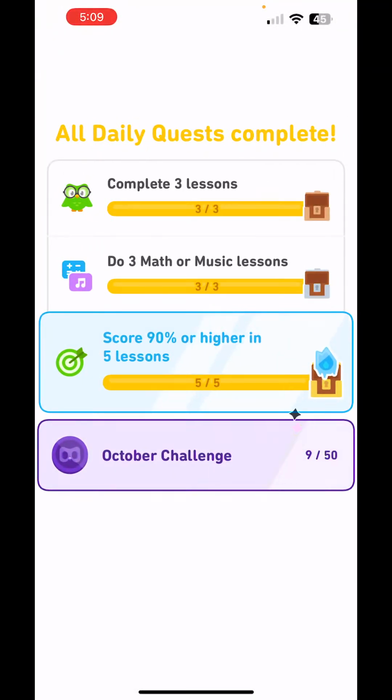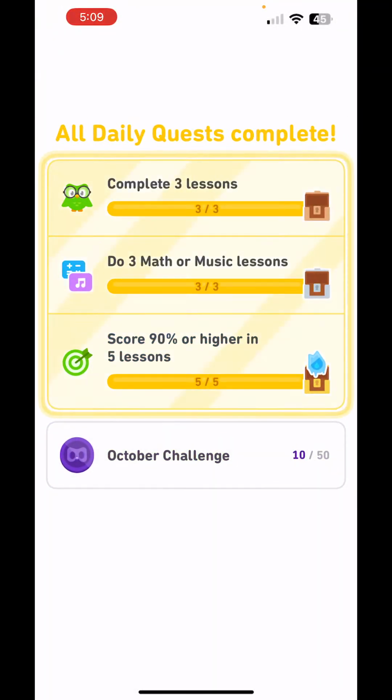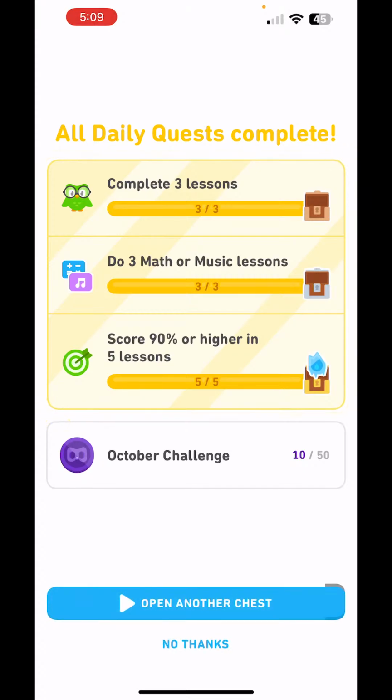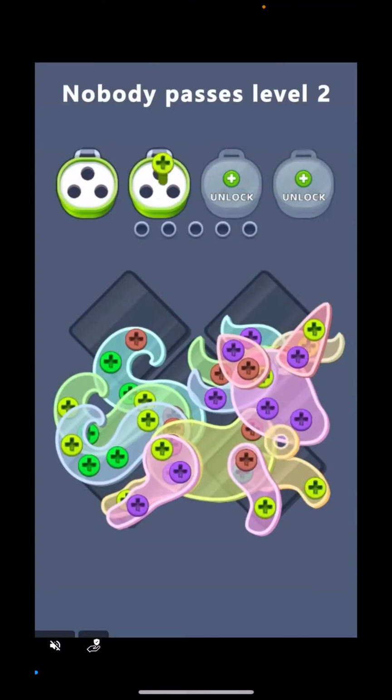And we opened the gold chest. Just like that. And oh, let's open another one. Sure, why not? I have time-ish, kind of.